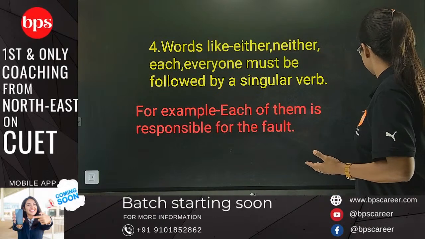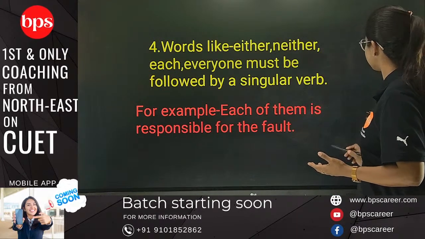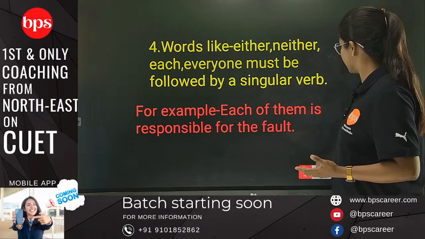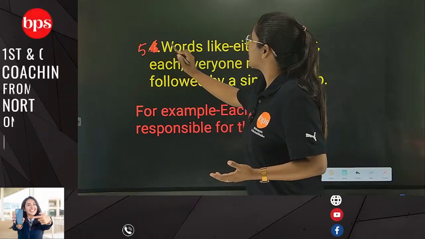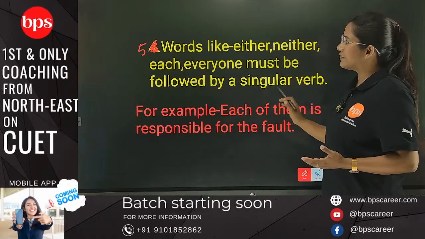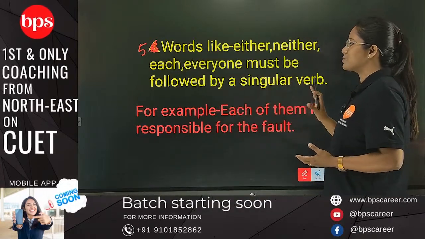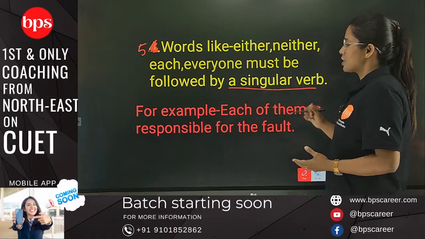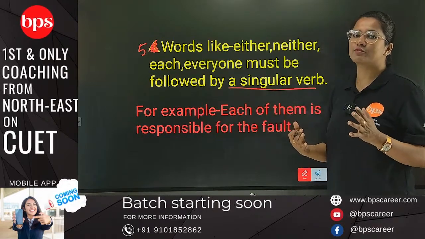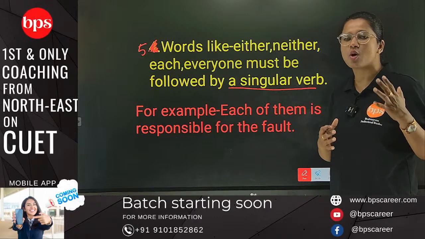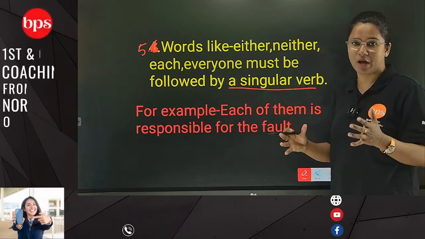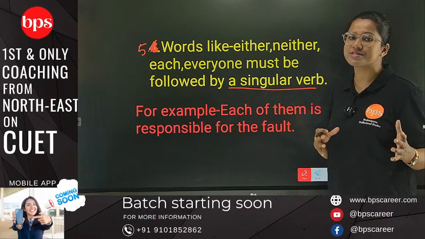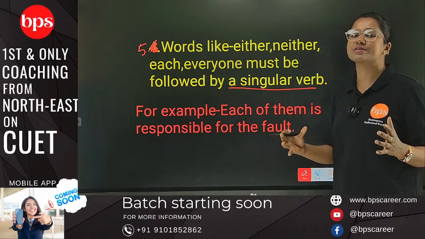Number 5 now. So, number 5. Words like either, neither, each, everyone must be followed by a singular verb. So, when you are using this kind of words in your sentences, it is always referring to something singular, a singular subject or singular noun or pronoun. And when there is a singular subject, we will always use a singular verb.